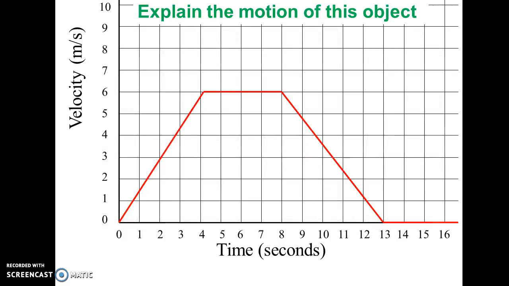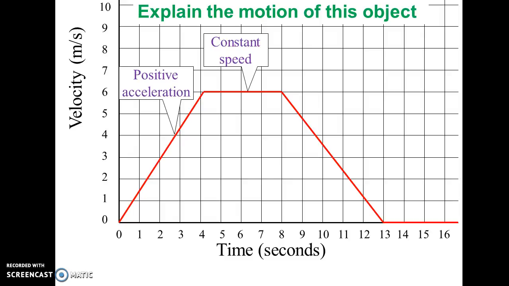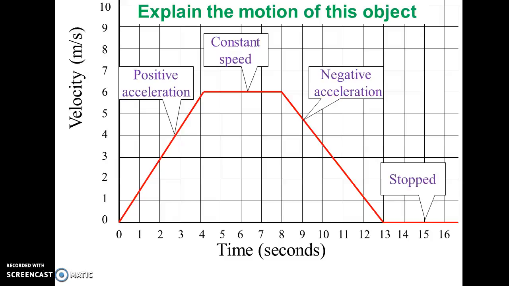So in this particular example of this graph, if I have a positive slope, that's positive acceleration. If I have no slope, that's a constant speed. If I have a negative slope, we call that negative acceleration. And anytime your velocity is 0, that means that you are at rest, you are stopped.